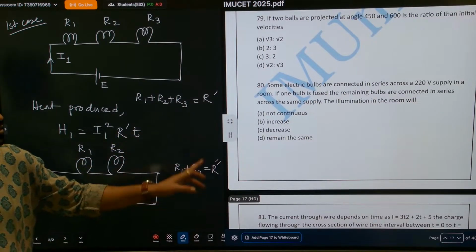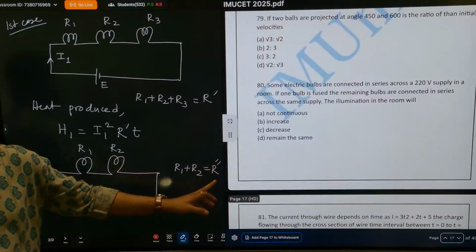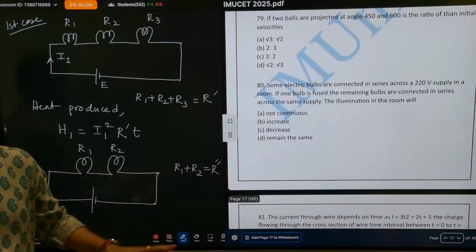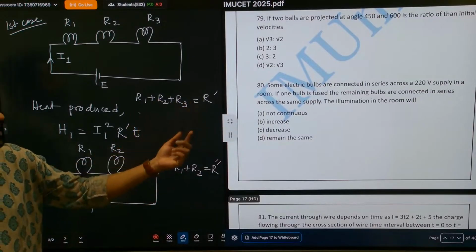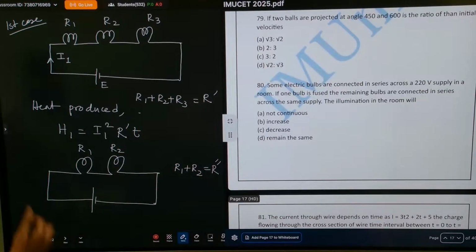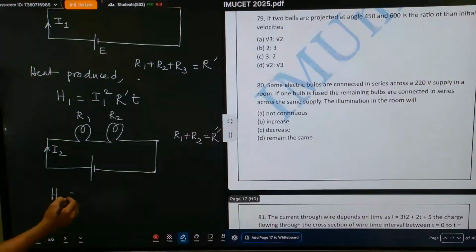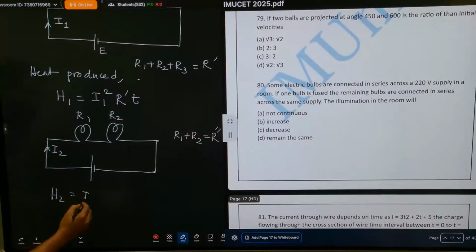Yes, sir. If it is R dash, we cannot also mention these as R dash. Let's say anything else, X, you could take it as Y also. It doesn't matter. The sum of these three is dash, the sum of these two is double dash. Now, current would be different. Let's say I2. So what will be the heat produced? I2 squared R double dash times T. T is the same. We are sending current for the same time.